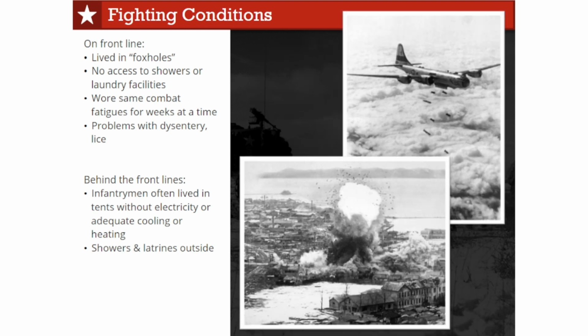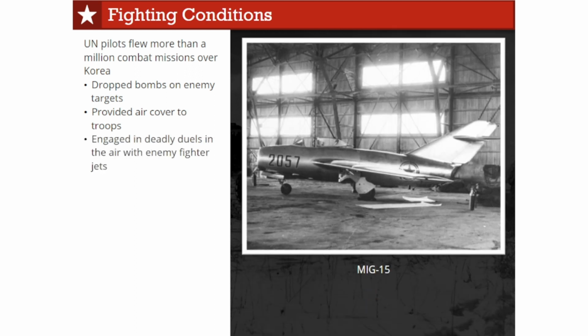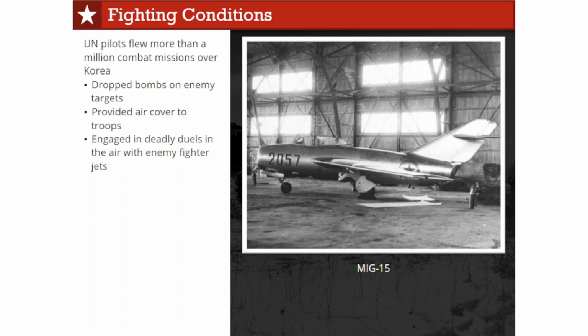While infantrymen fought along the ground, the skies high above them were active throughout the war. Flying from aircraft carriers off the coast or from bases in Japan or Korea, pilots supporting UN forces flew more than 1 million combat missions over the Korean peninsula, dropping bombs on enemy targets, providing air cover to troops below, and engaging in deadly duels with fighter jets called MiG-15s that the Soviets supplied to Chinese and North Korean forces. Some MiGs were even covertly flown by Soviet pilots. The Korean War was the first war to involve aerial combat between fighter jets.